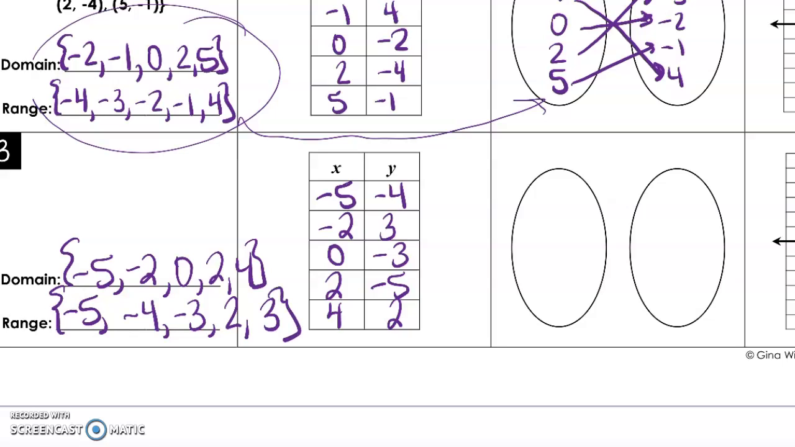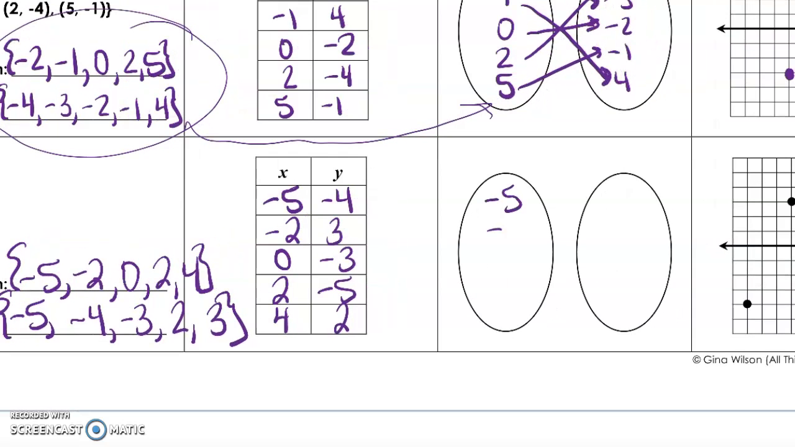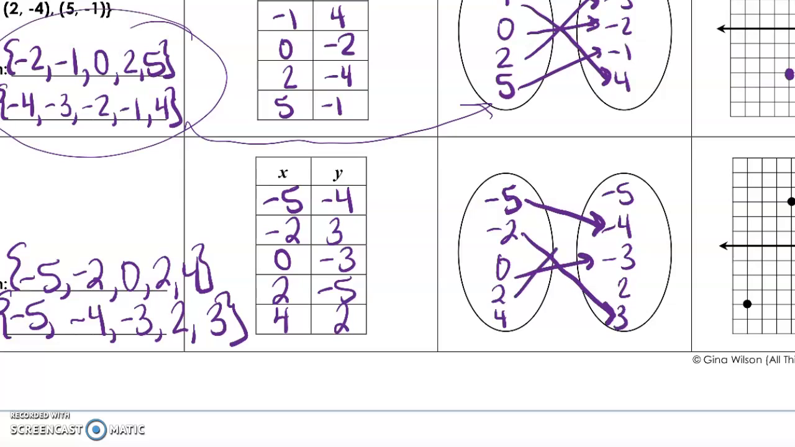So again, those don't match as far as the ordered pairs go in your table, but they need to go in order from least to greatest. And then put them in that order in your mapping. -5, -2, 0, 2, and 4. -5, -4, -3, 2, and 3. -5 goes to -4. -2 goes to 3. 0 to -3. 2 to -5. And 4 to 2.